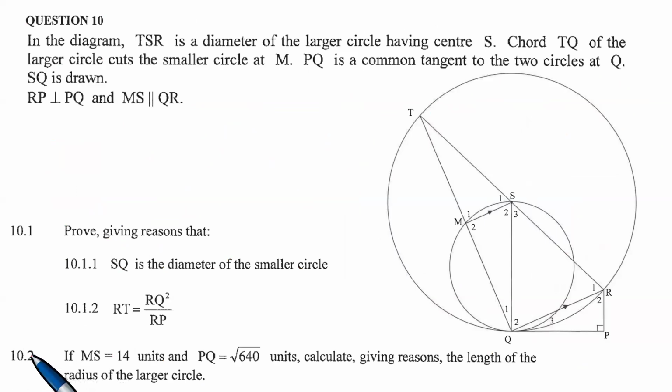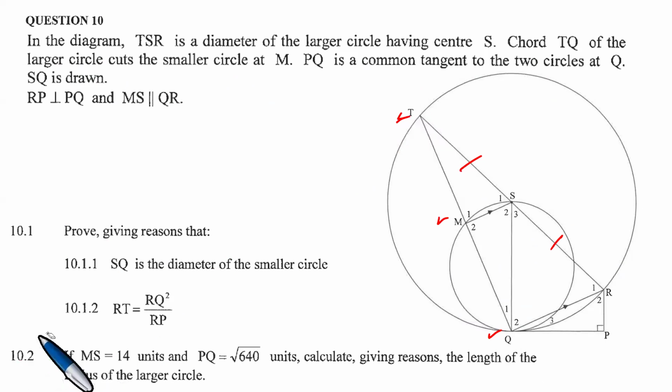Okay, let's just look at this one very quickly. In the diagram, TSR is the diameter of the largest circle, having center S. So S is the center, so you have that ST is the radius, and also SR is the radius. Chord TQ of the largest circle cuts the smaller circle at M. There's chord TQ, and here is T and here is Q, and all these are visible.